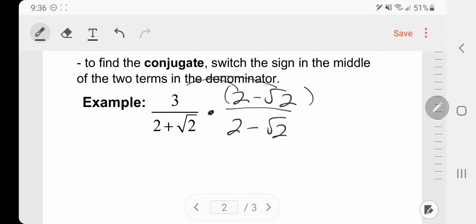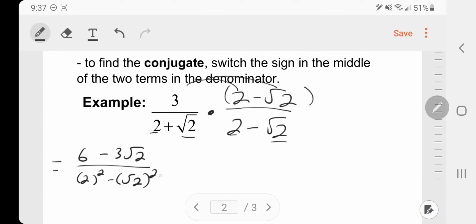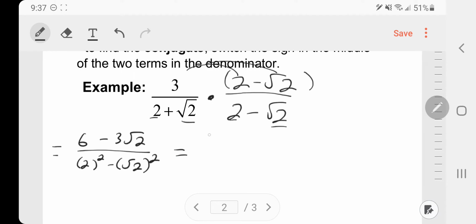Okay, so let's go ahead and do that now. Here, this is the distributive property, so I'm going to go ahead and put my answer down here. 3 times 2 is going to give me 6. 3 times the negative square root of 2 is going to be minus 3 square root of 2. And then on the bottom, we have our conjugate, so square the first term. So I have 2 squared minus the square root of 2 squared. Let's go ahead and simplify this. So now on the top, 6 minus 3 square root of 2 over, and then on the bottom, this is going to be 4 minus 2, so I just get a 2 on the bottom.